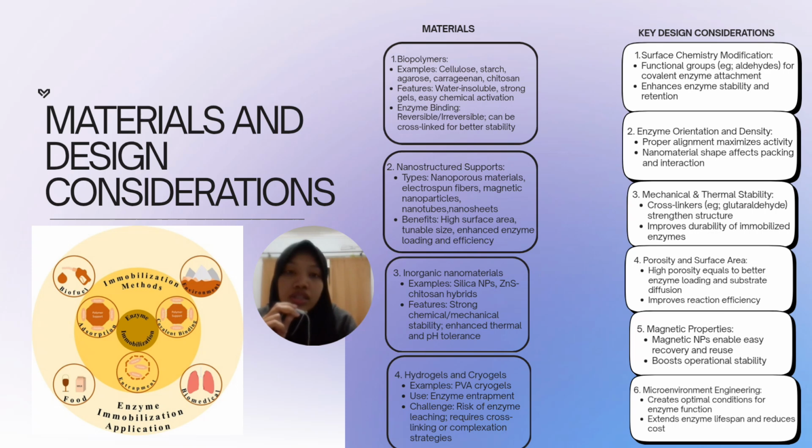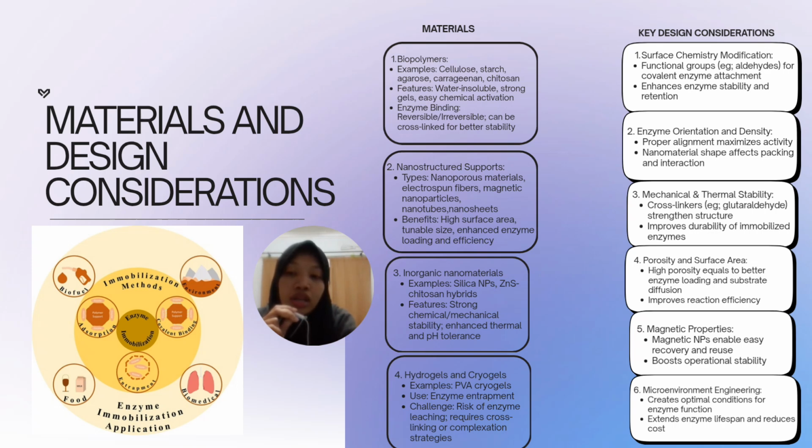And second is nanostructure support. There are various types of it, which are nanoporous material, electrospun fibers, and magnetic nanoparticles, and also nanotubes and nanosheets. Benefits from this material is it provides high surface area, tunable size, enhanced enzyme loading and efficiency.